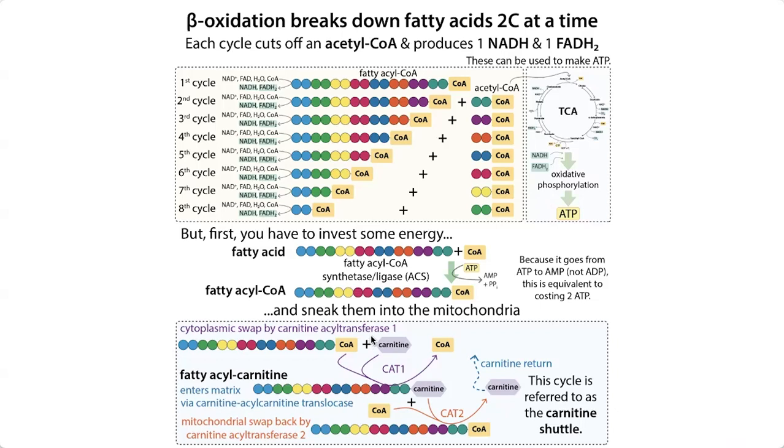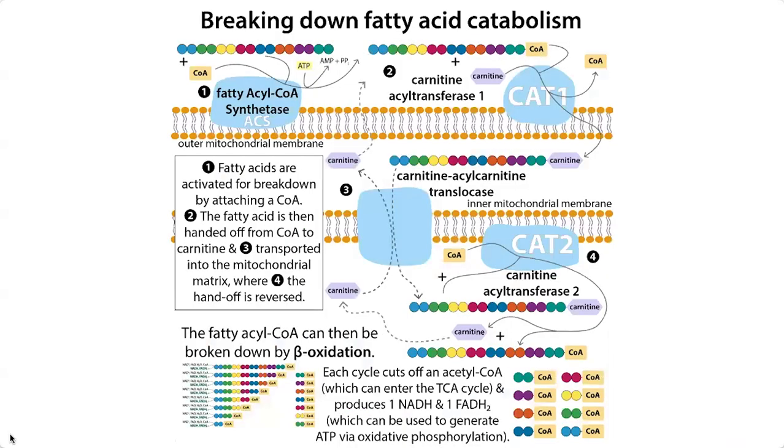I say sneak in because, as we saw when we talked about the citric acid cycle, things with CoA can't come in or out. So instead, we swap the CoA for a carnitine to get us our fatty acyl-carnitine, and that's going to enter the mitochondrial matrix via carnitine acylcarnitine translocase. You basically swap it for a carnitine. Once you're in the mitochondria, you swap it back for a CoA and return the carnitine. And that was what we called our carnitine shuttle.